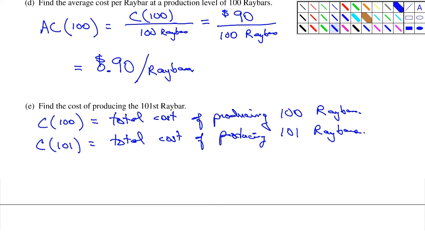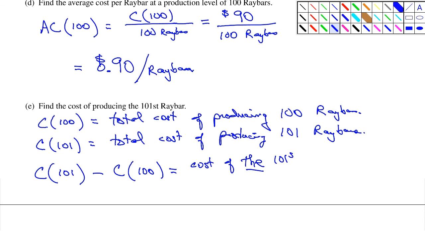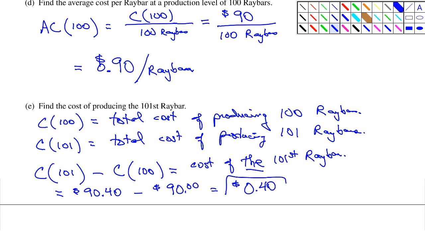So how do we find the cost of that exact 101st ray bar? We subtract. We take the cost at 101 minus the cost at 100. And that's going to give me the cost of the 101st ray bar. So if you work this out, you get 90.40 minus 90 flat, and that's equal to 40 cents. So that particular ray bar cost 40 cents.